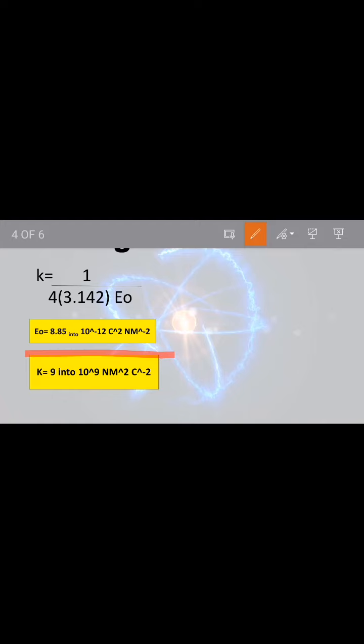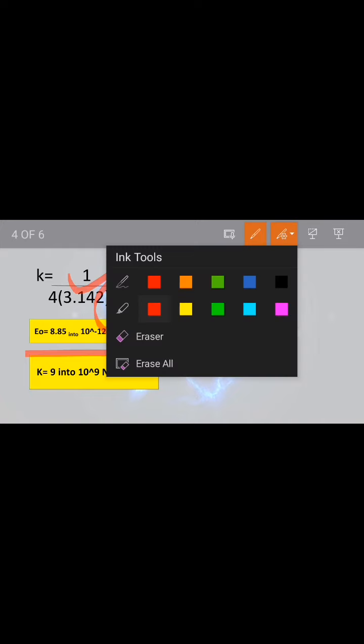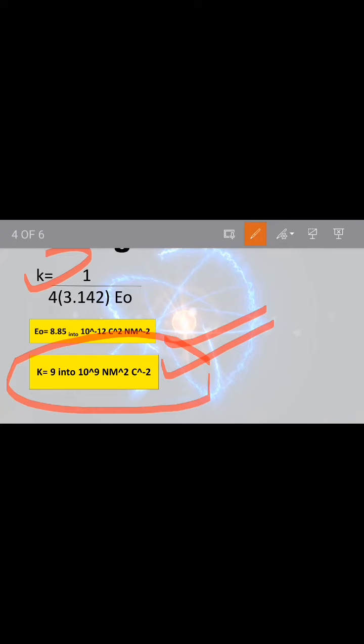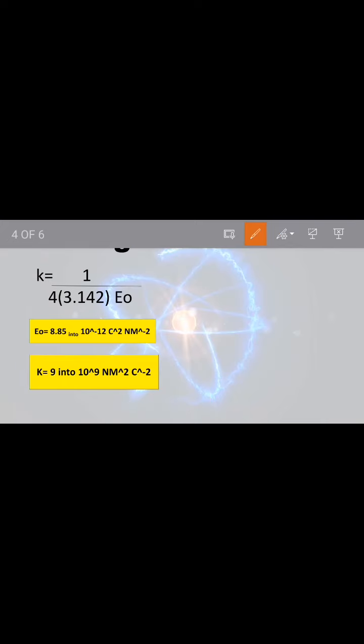Now, when you put the value of pi and epsilon naught in this equation, you'll get the value of k. I've already calculated the value of k on this page, but if you want to calculate it by yourself, you can also do that, but the value will always be a constant. This is the value of k. It says 9 multiplied by 10 raised to power 9 Newton meter square per Coulomb square. This is the value of k.